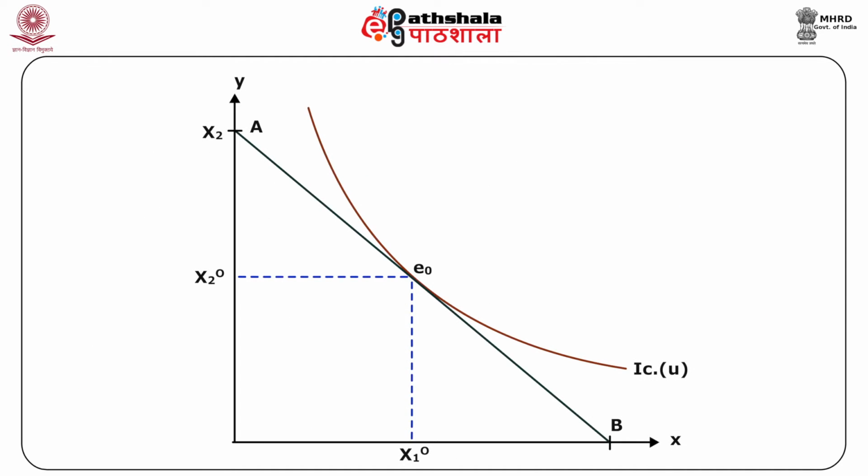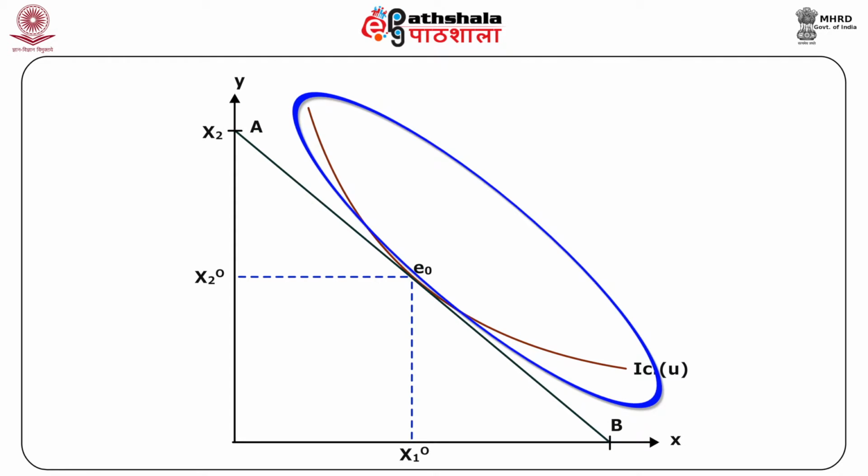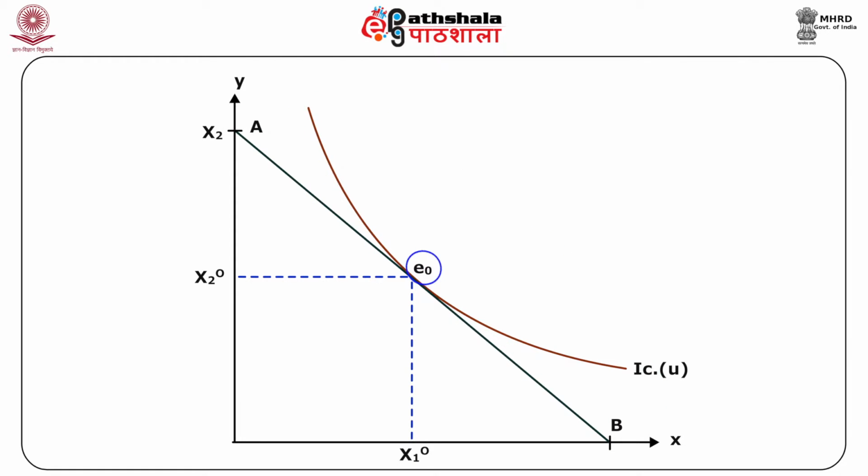This can be explained with the help of a simple diagram. In the diagram, AB is the budget line, which represents the price ratio. IC is the indifference curve. E0 represents equilibrium, where the slope of the IC and the slope of the budget line are equal, which represents the optimum consumption of x1 and x2. These are x1 raised to the power of 0 and x2 raised to the power of 0.